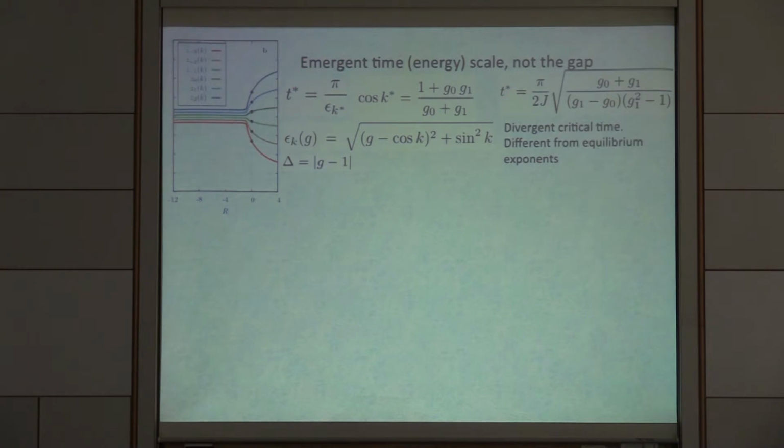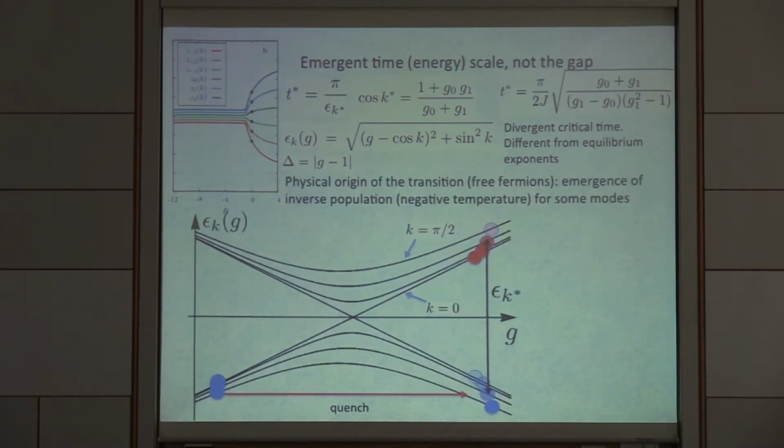So there is some emergent energy scale which has nothing to do with the gap, when I'm going across the phase transition. This energy scale is related, well, it's a time scale and energy scale inversely proportional to each other. And the energy scale is related to both the initial and final coupling. You can just convince yourself, or trust me, that this equation has a solution only if g0 and g1 are on different sides of the phase transition. So there are some exponents which are not the same as equilibrium exponents, so they're emergent.